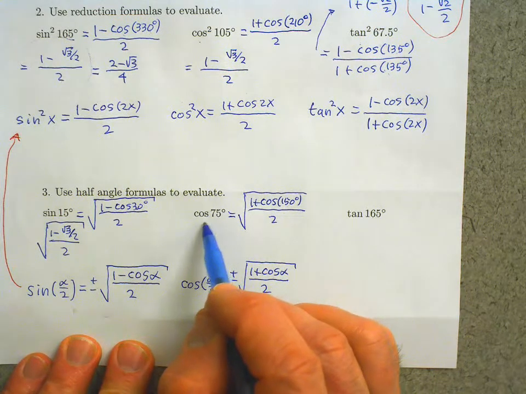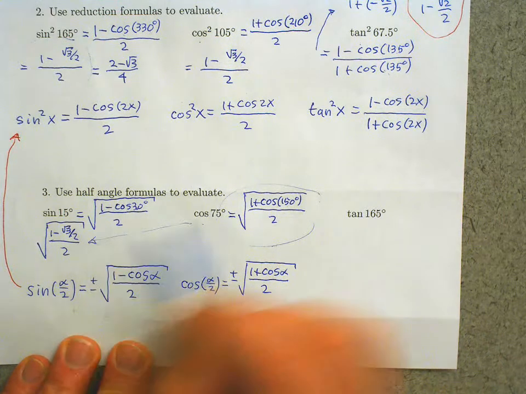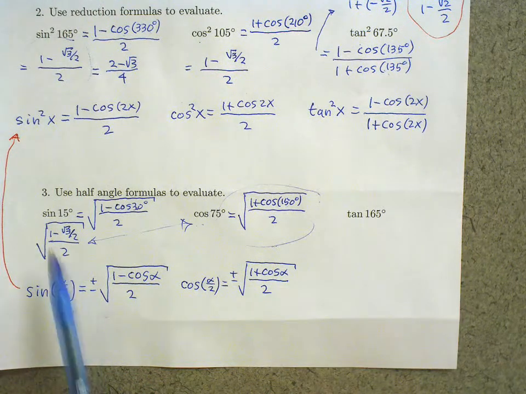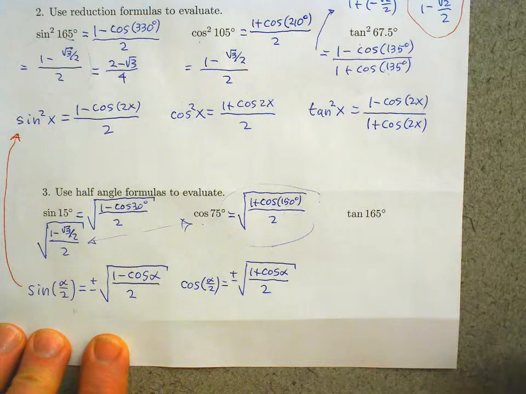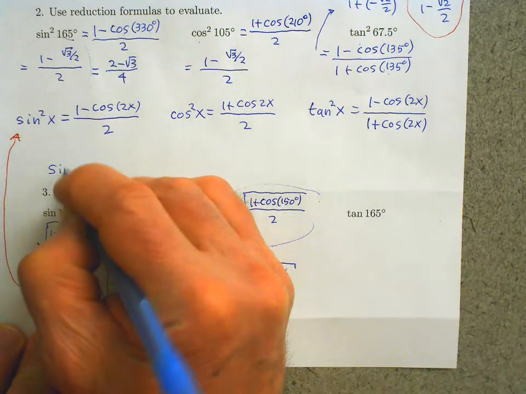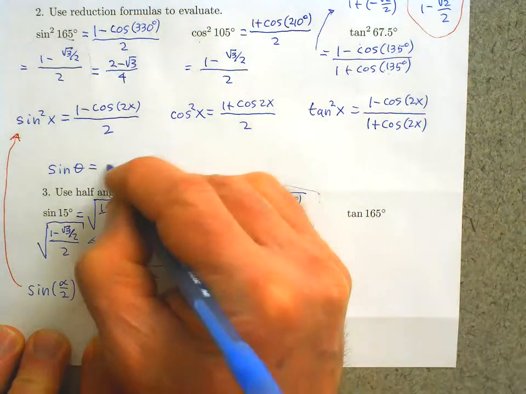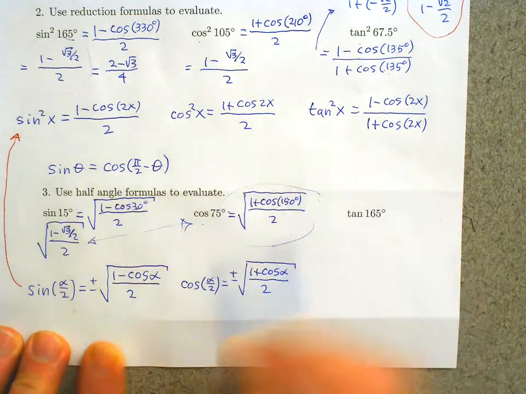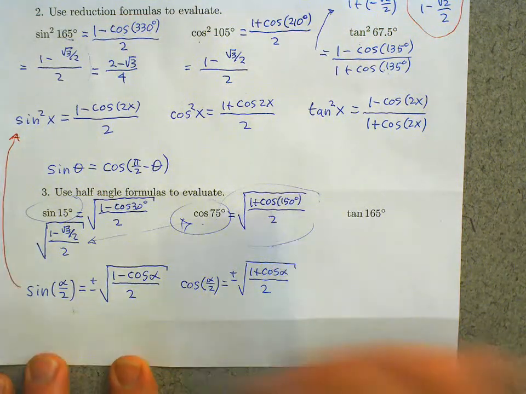So this answer will be exactly the same as this one over here for sine of 15 degrees. And we know that for another reason. Remember the co-function identities from earlier? So sine of theta is equal to cosine of pi over 2 minus theta. So that's what we have going on here. That's why they're the same.